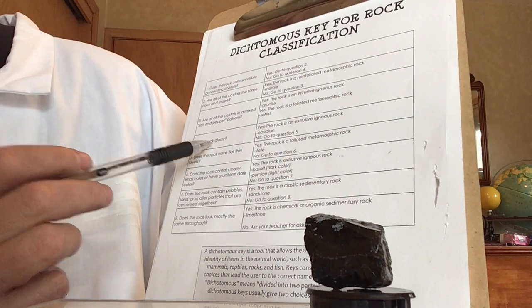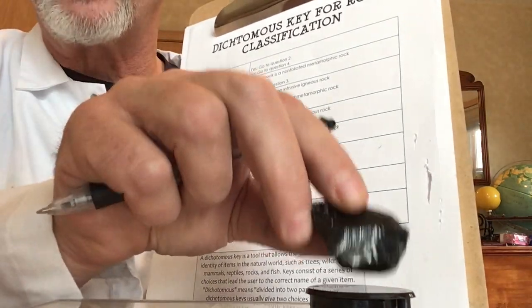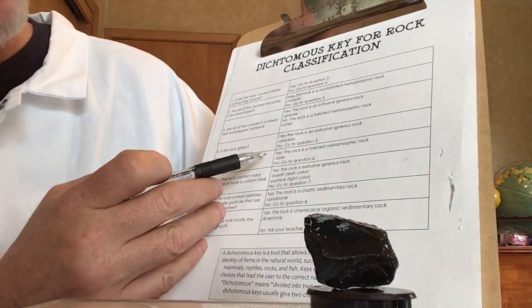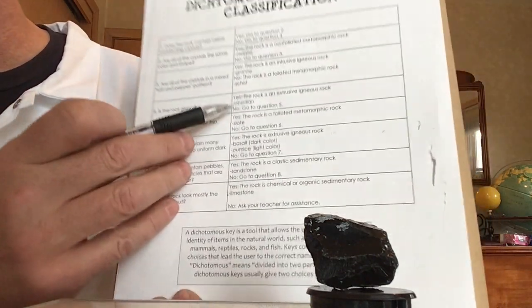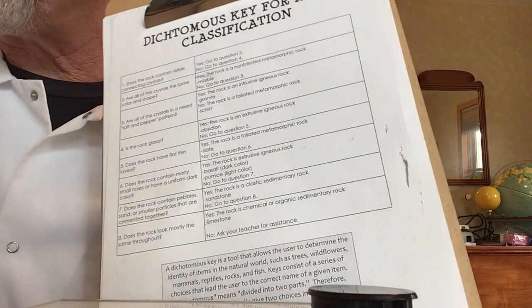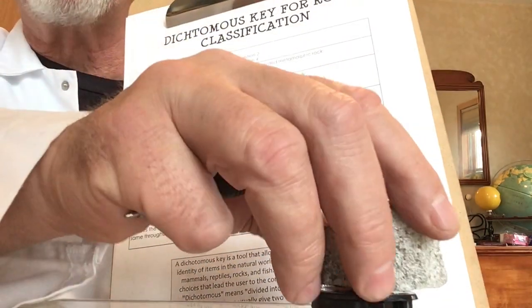Is the rock glassy? It is definitely glassy. It looks like glass. It's shiny like glass. Definitely glassy. So yes, the rock is glassy. It is obsidian. That is the rock obsidian. Number 3. Number 4, I said, is probably the hardest rock we're going to look at today.